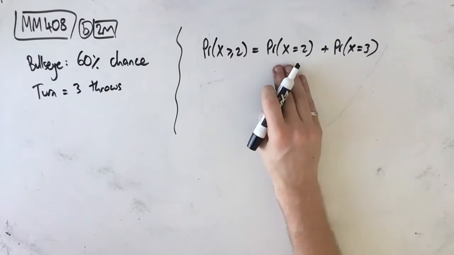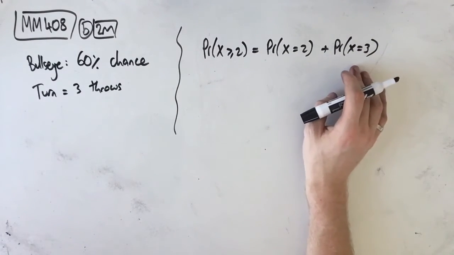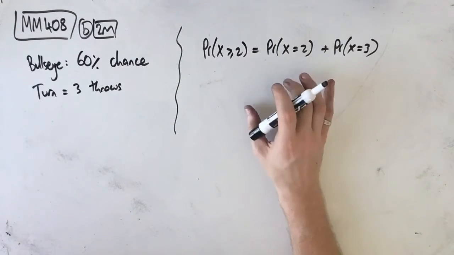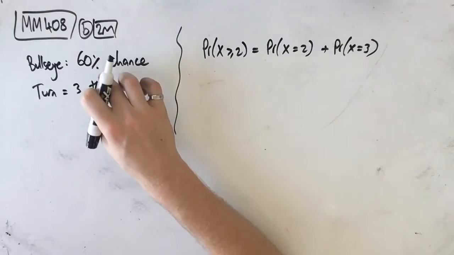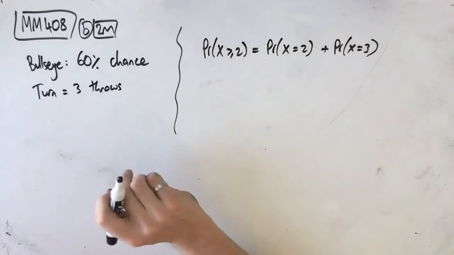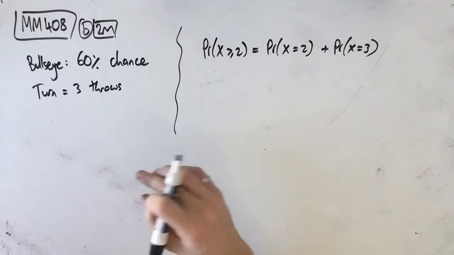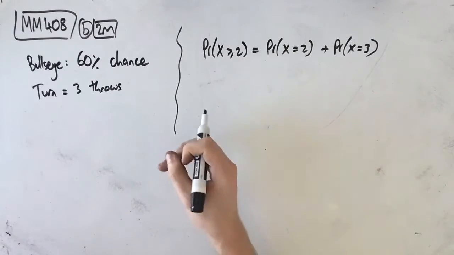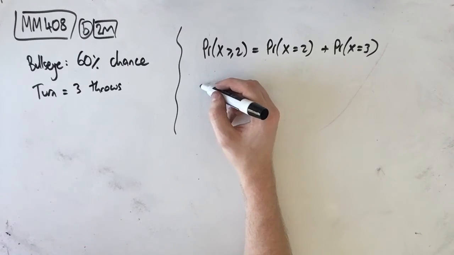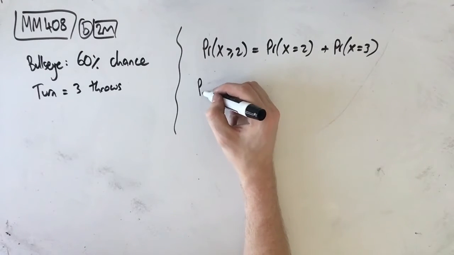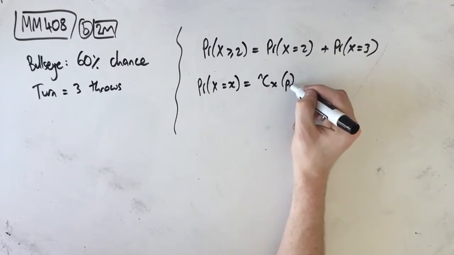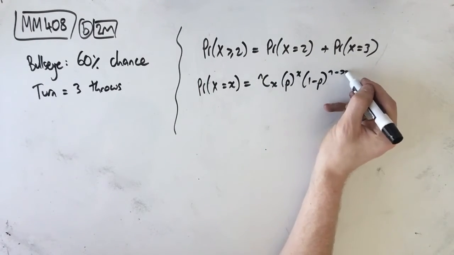So we're looking for the probability that he gets 2 bullseyes or 3 bullseyes. Now, we are dealing with binomial distribution here, because we've got a 60% chance to successfully get any given bullseye, and whether or not he gets it on the previous turn doesn't affect the future turn. So that's binomial distribution. There's a success or a failure. Our binomial formula tells us that the probability that X equals x is equal to nCx times p to the x times (1 minus p) to the n minus x.